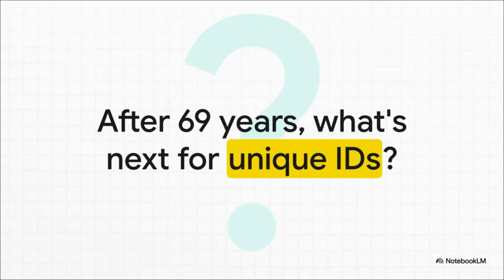So Snowflake is an amazing solution for a super complex problem in distributed systems. But it does leave us with one last, really interesting question to chew on. That 69-year clock, it's ticking. So what happens when it overflows? What does the next generation of unique IDs look like? That's the next big challenge, something to think about.